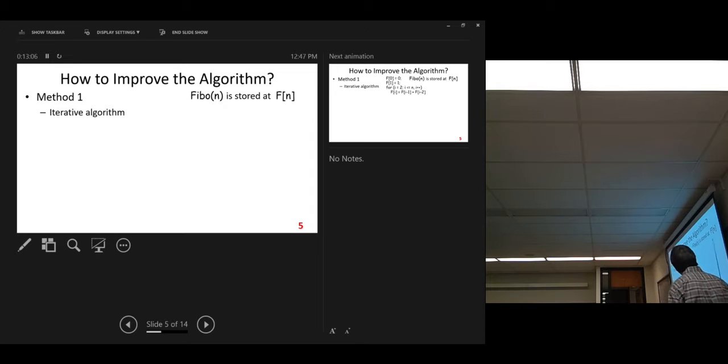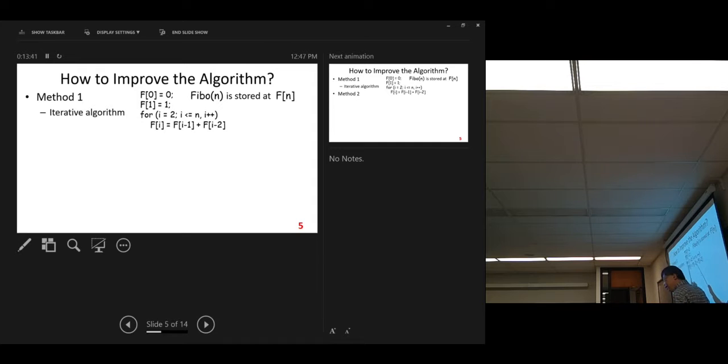Iterative. All right. So we use an array to store these numbers. We use the array to store all the intermediate values. For example, when n equals 100, we need to calculate from 0, 1, 2, 3, all the way up to 100. All the intermediate values. So that's the meaning of the iterative algorithm.